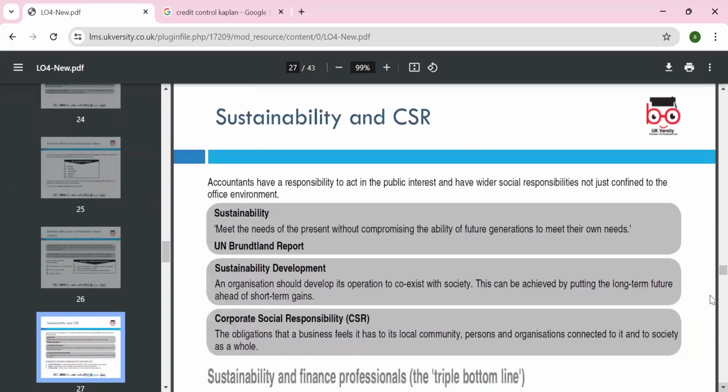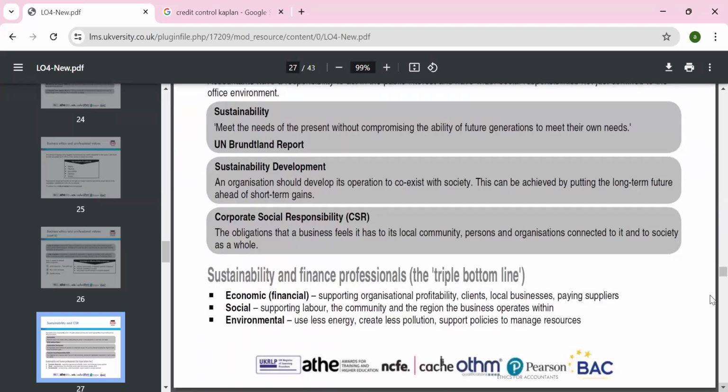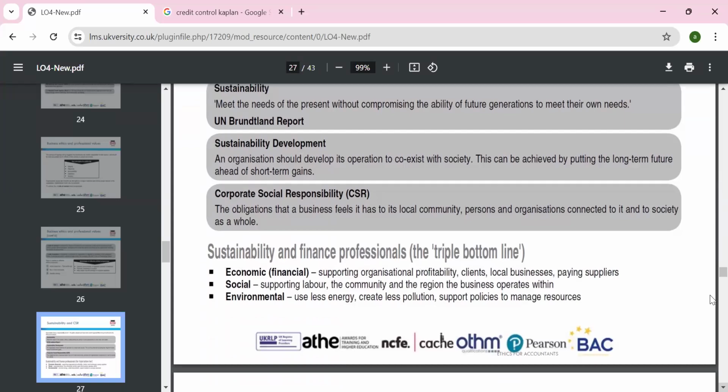Okay, sustainability. Of course, we have to look at the three P's: profit, planet, and people. Meeting the current generation's needs without compromising the needs of future generations. Sustainable development, the wider interest of society, is the key, not the short-term gain, and it's your responsibility. The interests of social accounting will be kept in mind. Economic, social and environmental factors need to be considered, not just the profit.